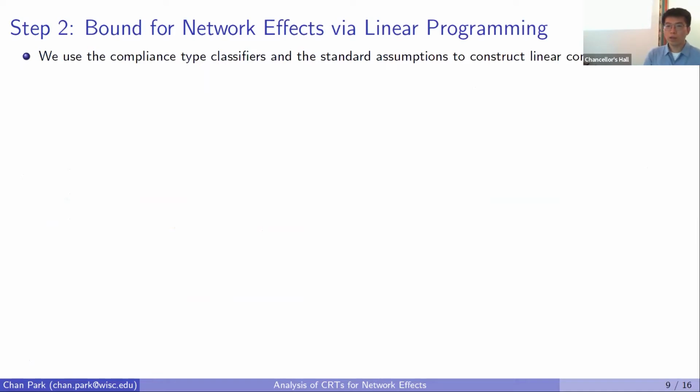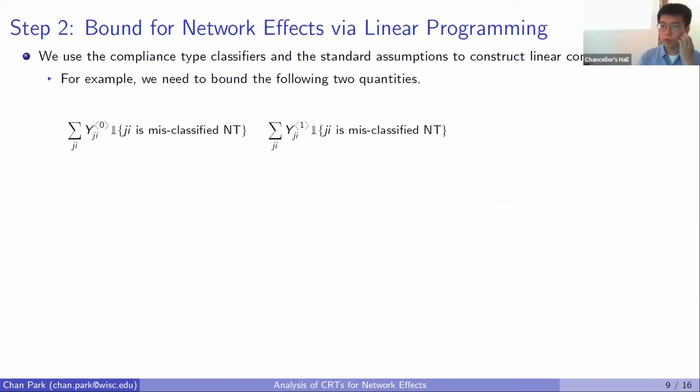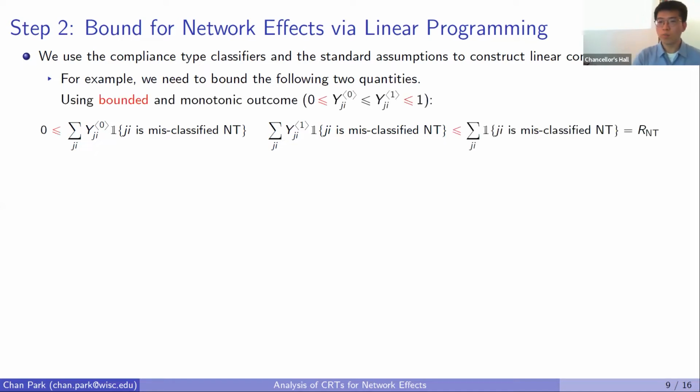In the second step, we use the compliance type classifiers and standard assumptions to construct the linear constraints script C. For example, it turns out that we need to bound two quantities: the potential outcome under control only among misclassified never takers, and the potential outcome under treatment only among misclassified never takers. By using the bounded outcome assumption, we can find the lower bound and the upper bound of these two quantities, which are 0 and the total number of misclassified never takers in the population. And using the monotonicity assumption, we can give the relationship between the two quantities.